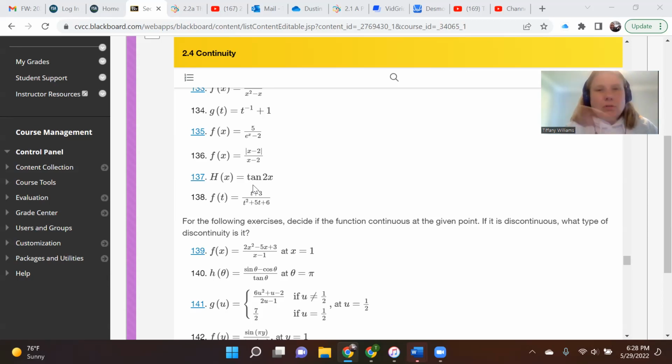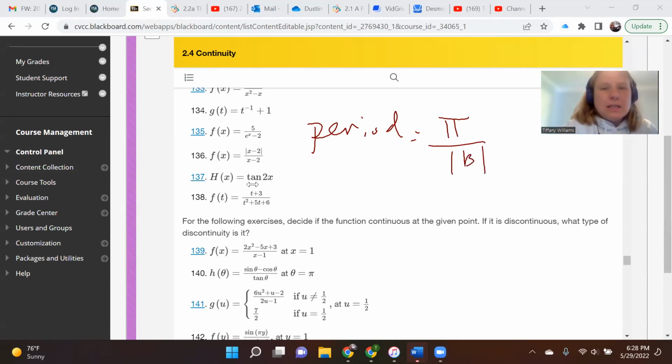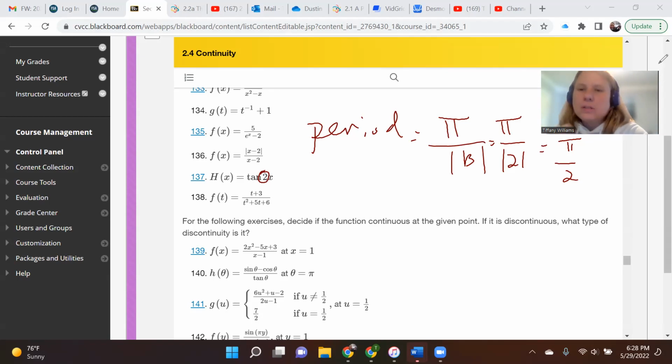So to find the period, remember the formula is pi over the absolute value of b. In this case, our b is 2. So this is going to be pi over the absolute value of 2, which is, of course, pi over 2. So that's our period. I do want to put that in a box, so just write that down. Period is going to be pi over 2.